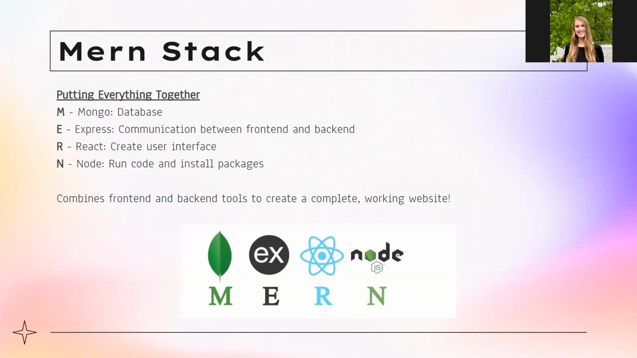Then Express is communicating between front end and back end. So in one place you have all the fancy UI where people can click, with all the buttons, and where it connects to the data, that uses Express. React is creating the user interface itself. And then finally we have Node, which is running the code and installing all the third-party packages that we don't make ourselves. You combine the MERN stack and it creates a nice, complete, working website.